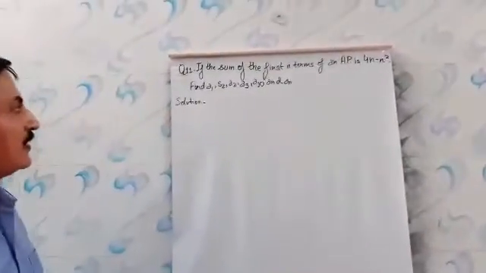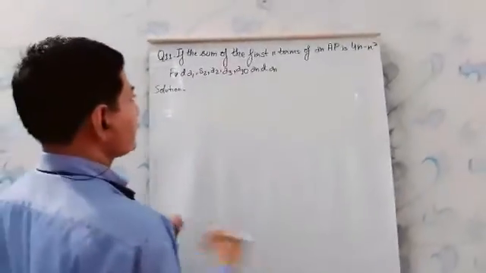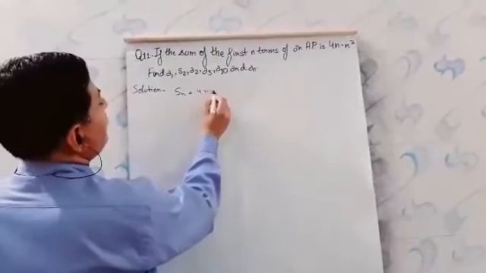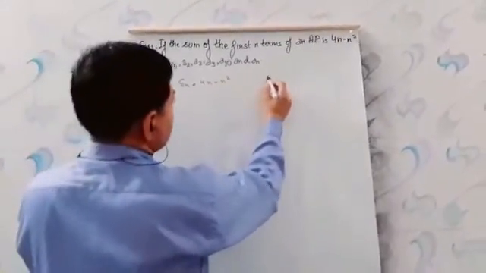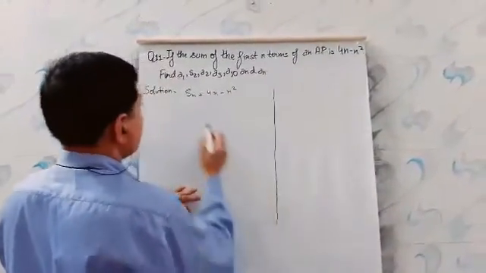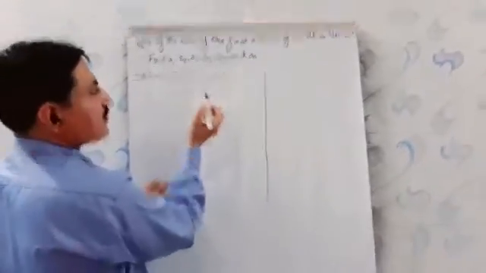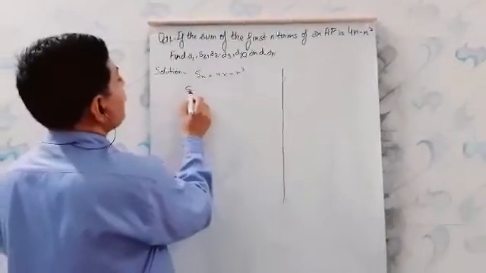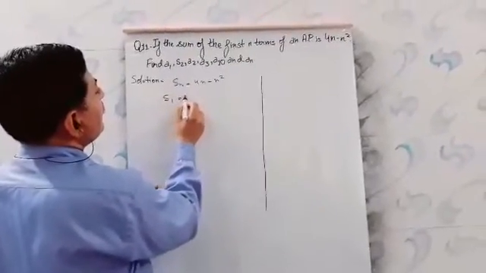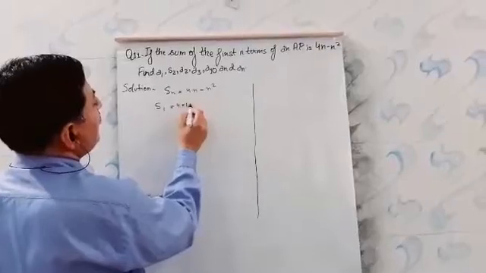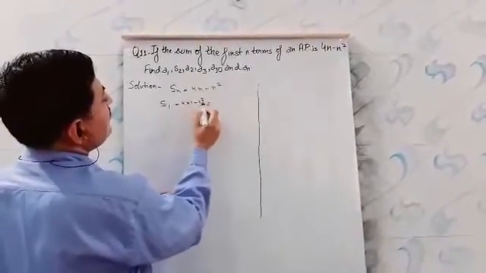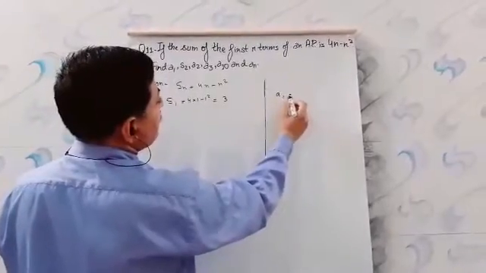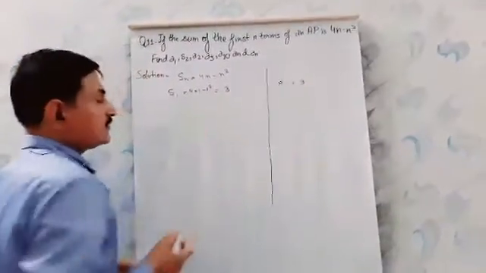Okay, the information given is Sn equals 4n minus n square. So what will be S1? S1 means the first term, or the sum of one term. We put 1 in place of n, so that will be 4 into 1 minus 1 square. So 4 minus 1 will be 3. S1 will be 3, therefore A1 will also be 3 because that is the first term.